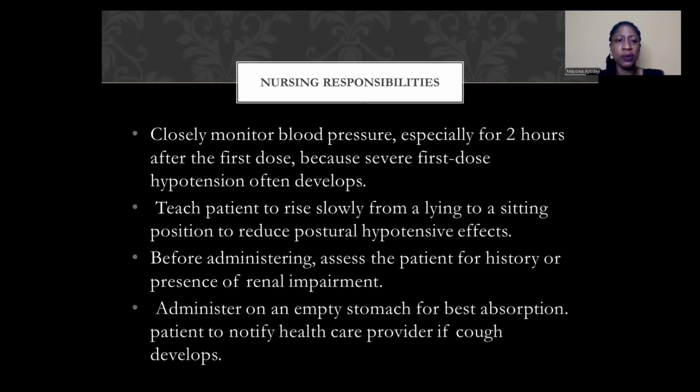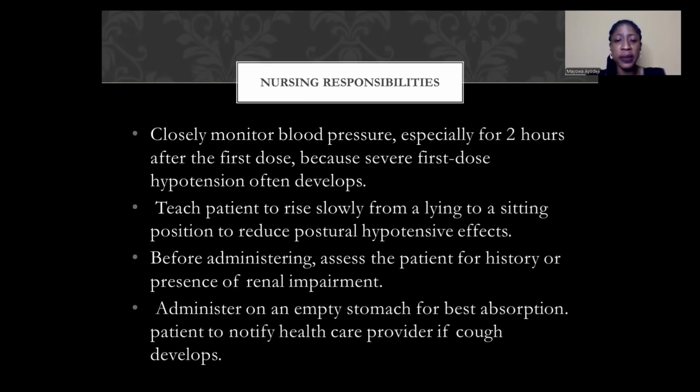Now let's go to nursing responsibilities. Closely monitor blood pressure, especially for 2 hours after the first dose, because severe first dose hypotension often develops. Teach patients to rise slowly, to change position. I think I said it earlier, when we were talking about the alpha blockers. You tell them not to stand up suddenly. They should rise slowly from a lying to a sitting position to reduce postural hypotensive effects.